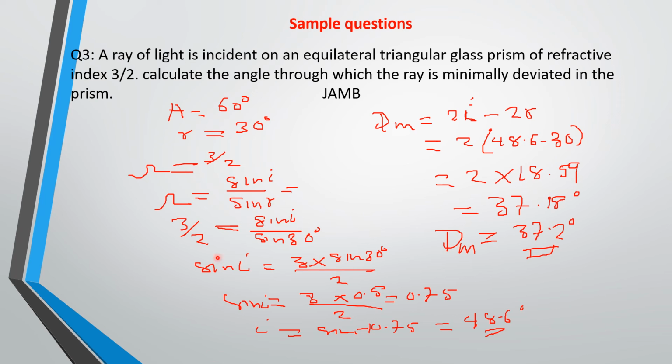I hope you are able to follow the trend. I try to follow and make this calculation as simple as possible. First of all, find the angle of incidence, which is from Snell's law. Then use this equation to get your minimum deviation. Okay, so this is how to go about these problems. I hope this is clear and is as simple as it can be. I'll try another one.